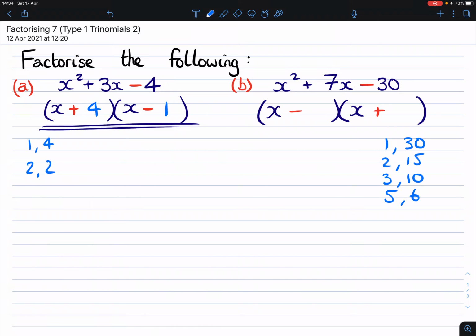4 doesn't work, and then 5 goes with 6. Taking them one at a time, when you put the numbers in, remember you've got it both ways around. So when you do minus 1 and 30, that would give you a positive 29, whereas this way around would give you a minus 29. Go through until we find the 7. 7 will come from a 3 and a 10. Because it's a positive 7, it has to have a plus 10, and the 3 will have to go with the minus.